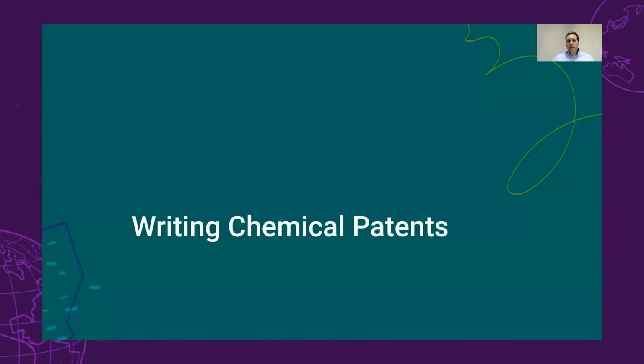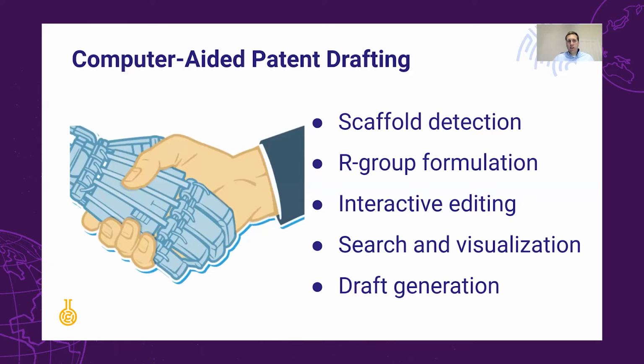Writing chemical patents is a time-consuming, tedious, and error-prone process. We combined human intelligence with an automatic solution to create a computer-aided patent drafting solution called Markush Editor. Markush Editor offers automatic scaffold detection, R-group formulation, interactive editing of the created Markush structure, search and visualization against any structure list, including your examples or prior art compounds, and automatic draft generation in Word format.